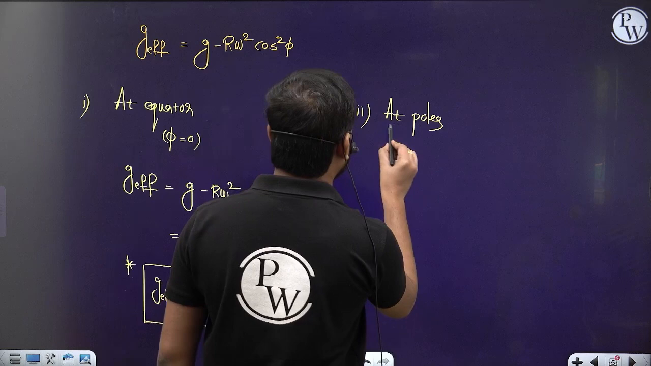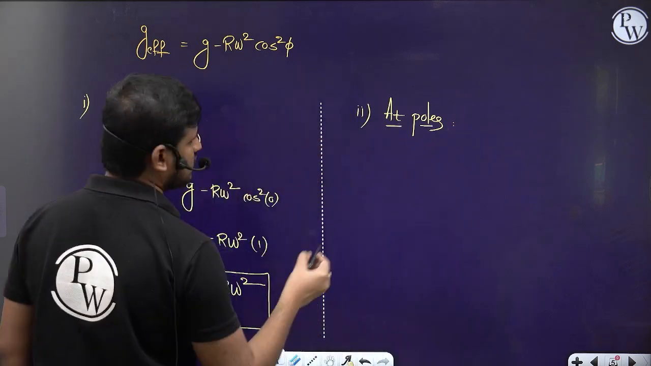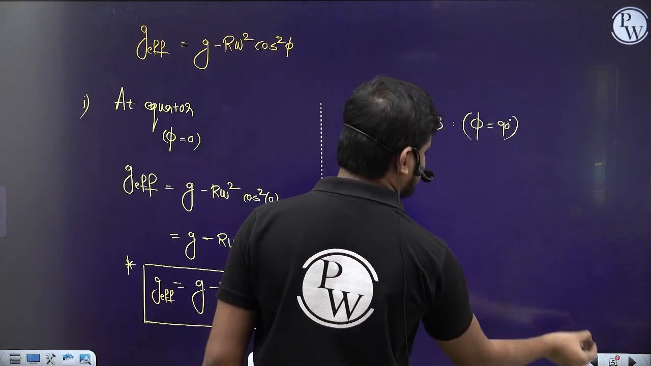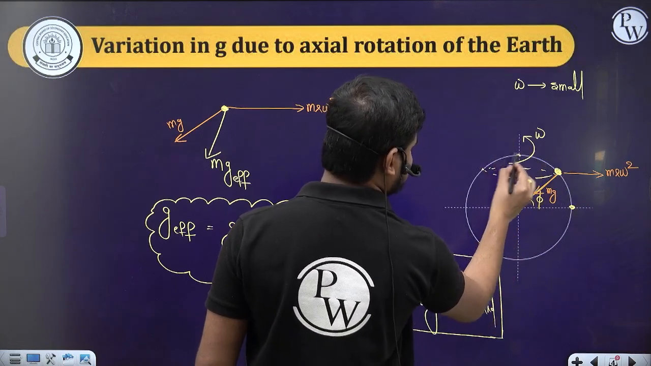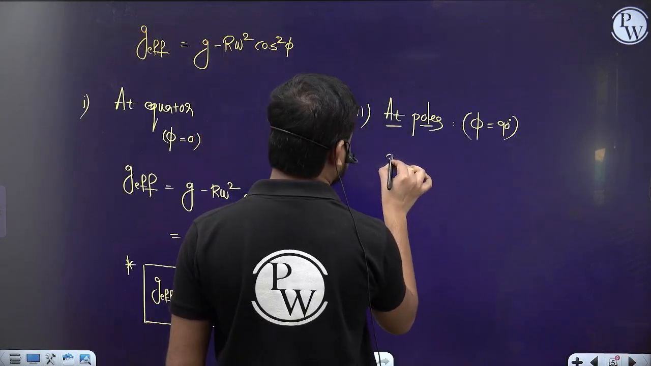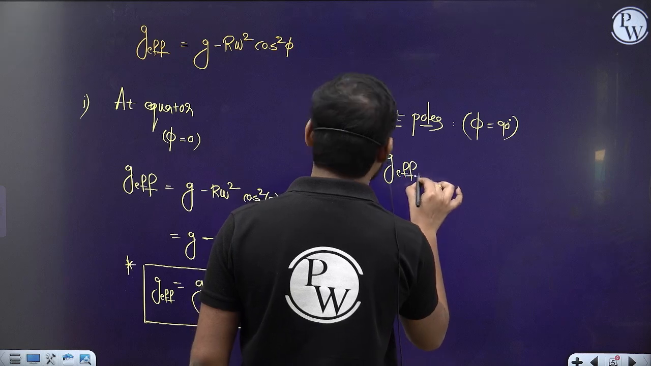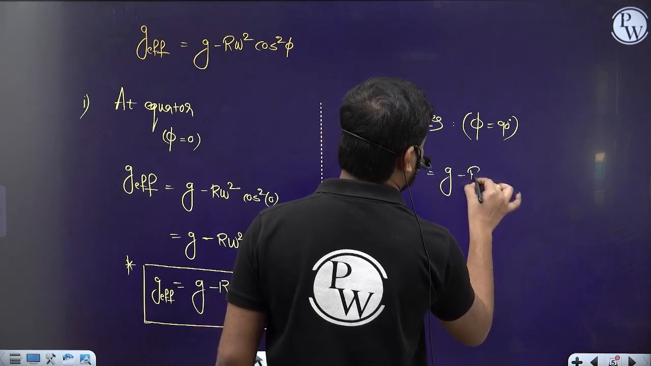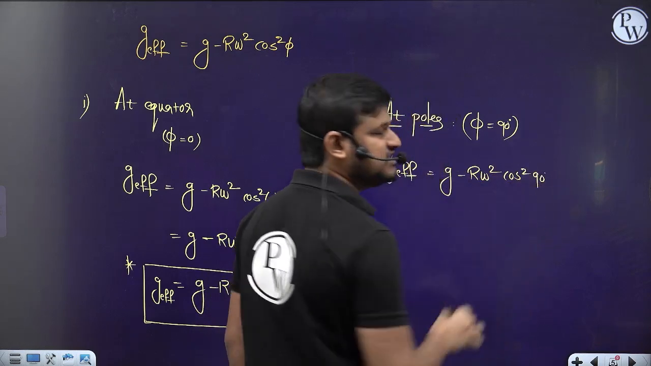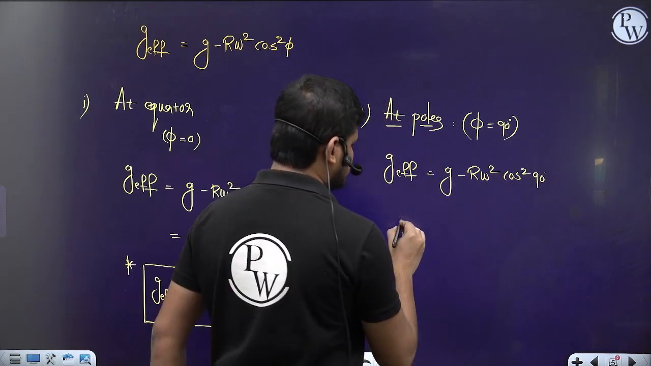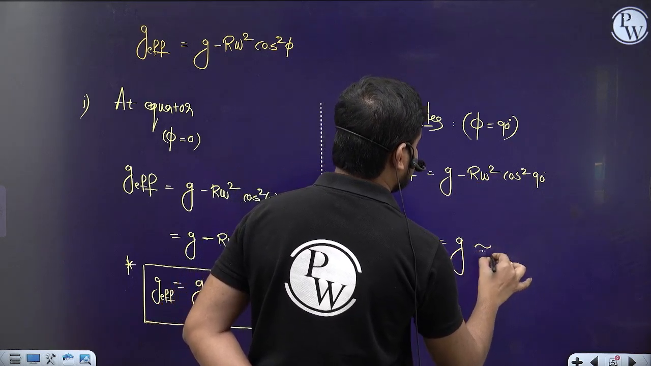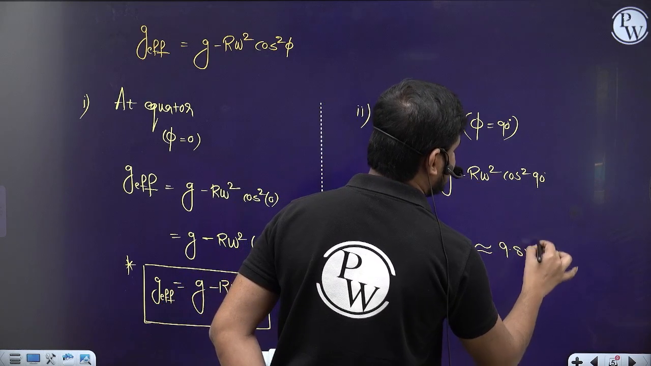Next, here at poles, the phi is equal to 90 degrees. Yes or no? When the object is here, this phi will become 90 degrees. So if phi is 90, the g effective will be equal to g minus r omega square cos square 90 degrees. The cos 90 is 0, so this whole thing will be 0. So the g effective will be simply g, which is 9.8 meter per second square.